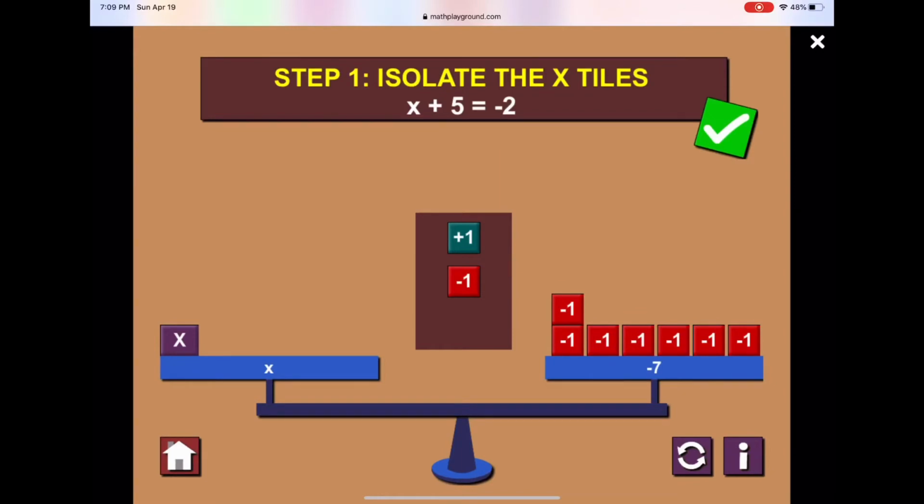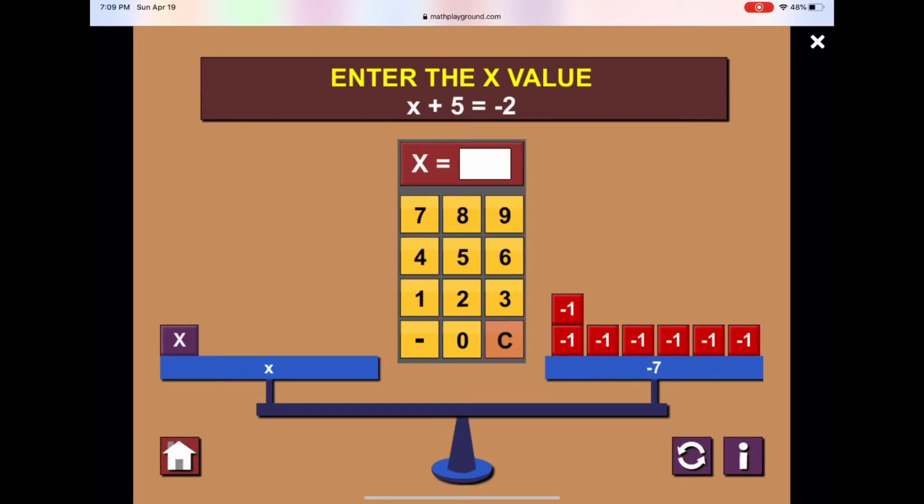So let's go ahead and click that green check mark. So now it's asking me, enter the X value. X plus 5 equals -2. So now we should know what X is equal to. Let's look at our balance. X equals -7.